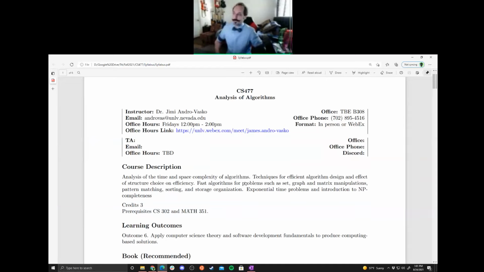I'm Jimmy, so I'll be instructing along the way this semester. My office is located in TBE B308. It's a nice location for an office. If you go to the TBE building, go up the stairs, and after you pass the restrooms, on the left side is where you turn left. That's where my office is, in the corner section over there.